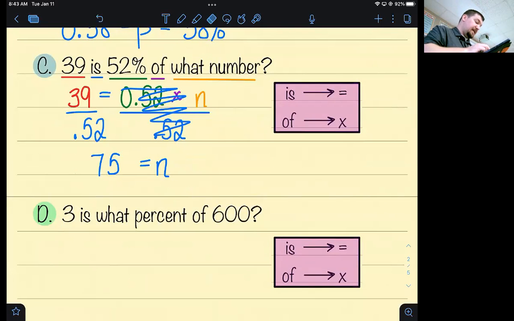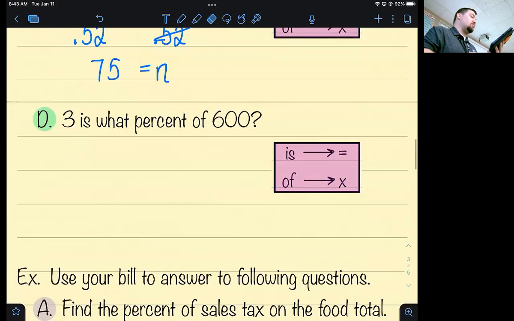All right, example D. 3 is what percent of 600? Now, if you had to guess, would you say this is a large percent, a medium percent, or a small percent? Very small. If you had $600 and you gave someone $3, you have most of your money left, right? So this is just a very small percentage of that. So I'm expecting a very small percent.